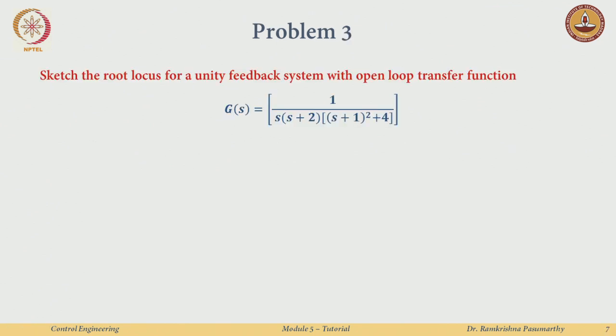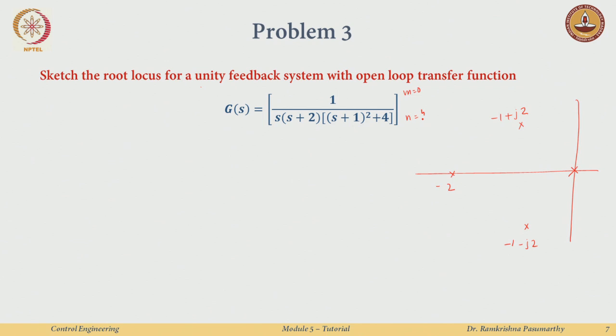Okay. The other example. So, again I have a unity feedback system. Okay, let us see where my poles and zeros are. And I start by drawing this diagram here. So, I have again a pole at the origin, a pole at minus 2, and then I have a pole here at minus 1 plus j2 and at minus 1 minus j2. So, m equal to 0, n equal to 4.